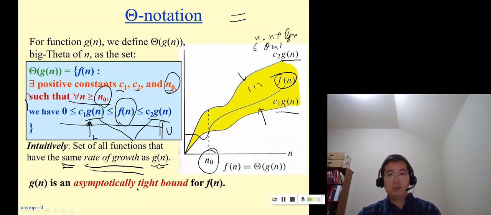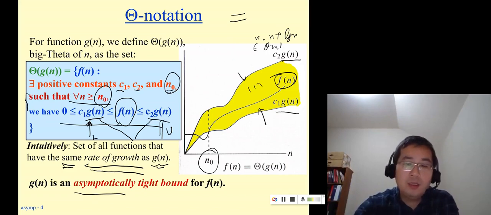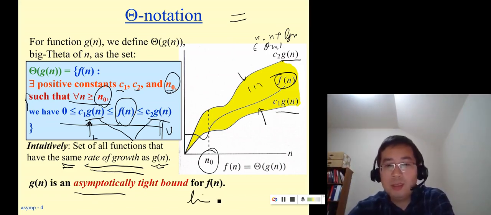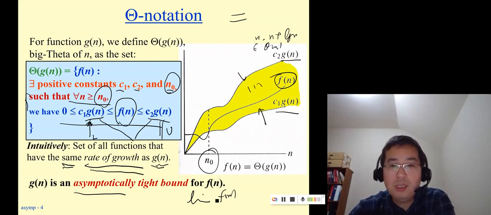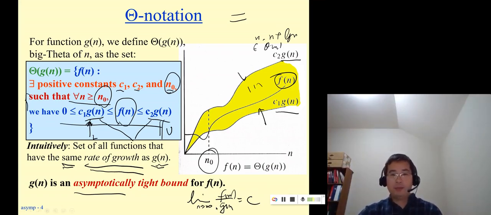Asymptotically. Asymptotic means large n. It is a limit concept. We mentioned it before: if the limit of f(n) over g(n) as n grows is equal to c, with c larger than 0, that will be the tight bound. That means they have the same rate of growth. So we say g(n) is an asymptotically tight bound. For large n, tight bound means the same rate of growth.